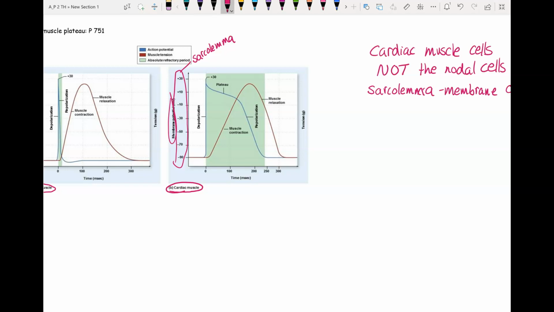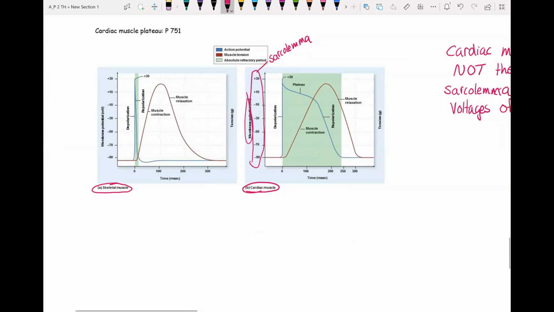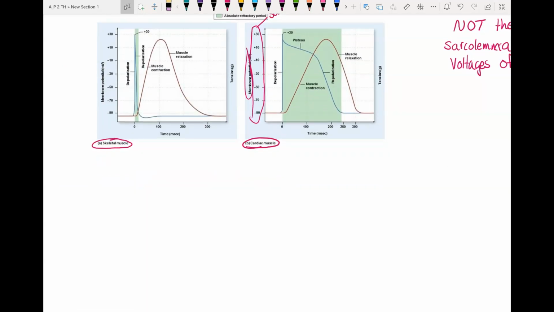So we're looking at the voltages that happen in a muscle cell. This whole page of notes is going to be the voltages of the muscle cell. Okay, so let's look at what they have in common. They both start with a resting membrane potential of about -90. So here we'll do what they both have in common. Resting membrane potential of -90 is where you start.